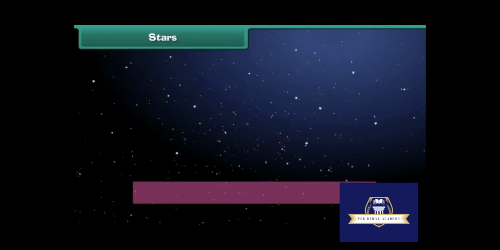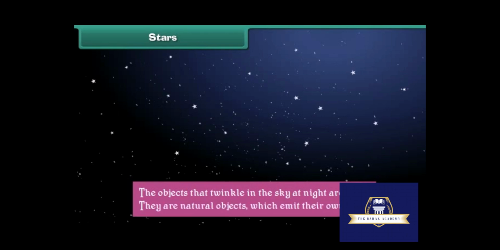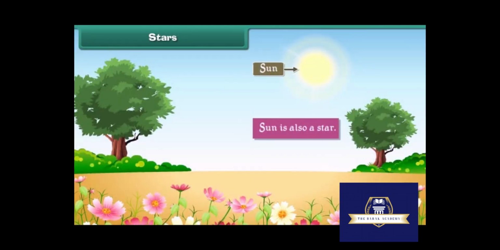Stars. The objects that twinkle in the sky at night are stars. They are natural objects which emit their own light. Sun is also a star.